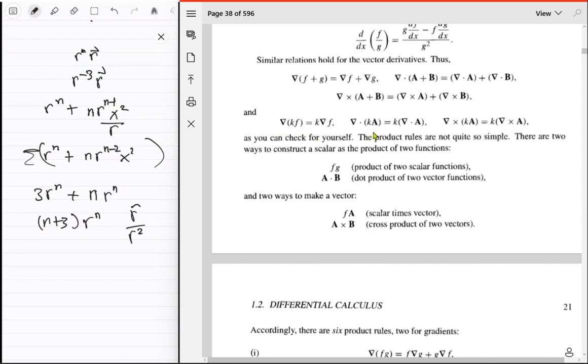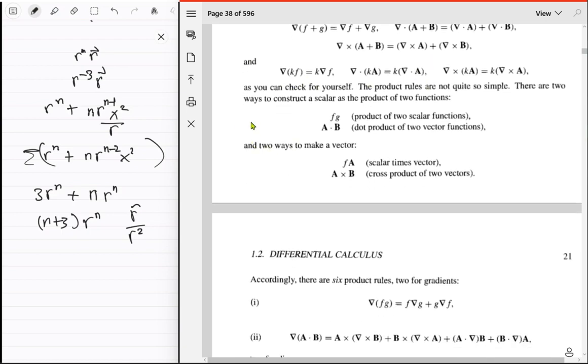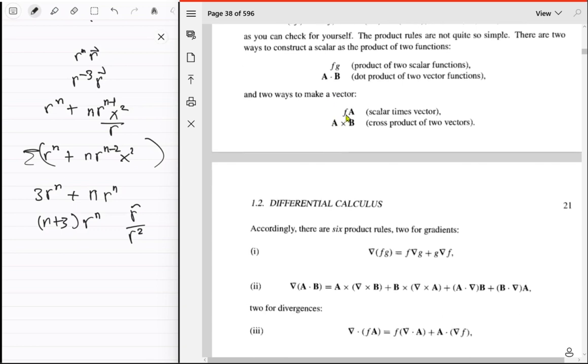Okay, and then you've got this stuff. Come on, that's just trivial. It's just multiplication of a constant over there. As you can check for yourself, product rules are not quite so simple. There are two ways to construct a scalar as the product of two functions. So you can have the product of two scalar functions and the dot product of two vector functions, and to make a vector. Okay, well, this one should be easy, right? It's just a multiple of that guy. That will probably be easy.